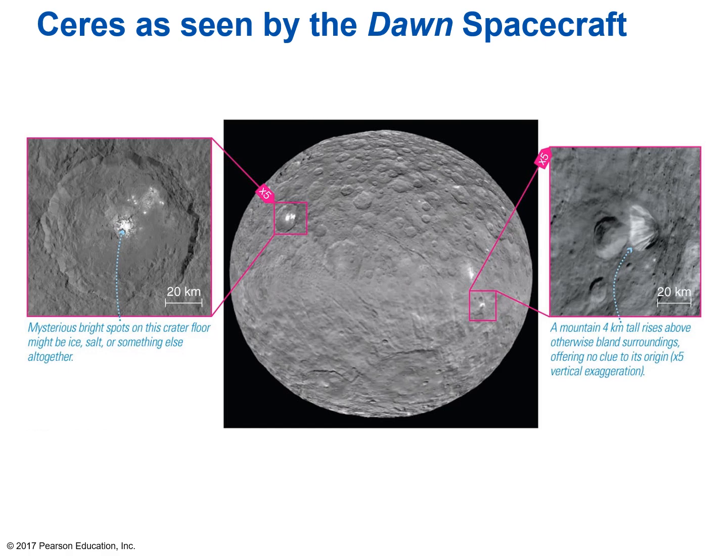Here is the largest asteroid, which is also classified as a dwarf planet. It's called Ceres. It's in the asteroid belt. And here we have a crater with a bright spot. It says a mysterious bright spot on this crater floor might be ice, salt, or something else altogether. So we're going to need further investigation to see what exactly that is. Right here, on the lower right of the picture of Ceres, a mountain 4 kilometers tall rises above otherwise bland surroundings.